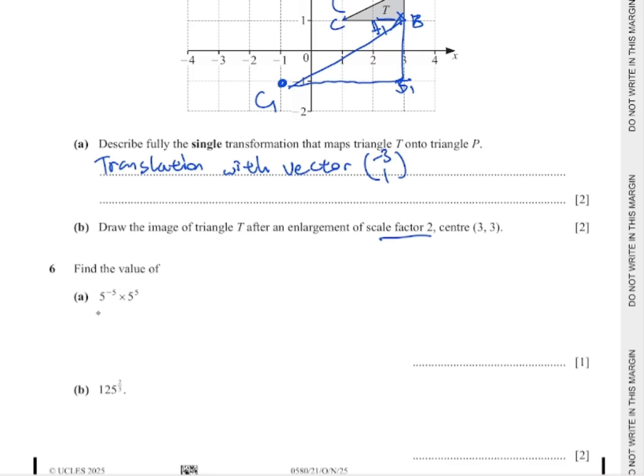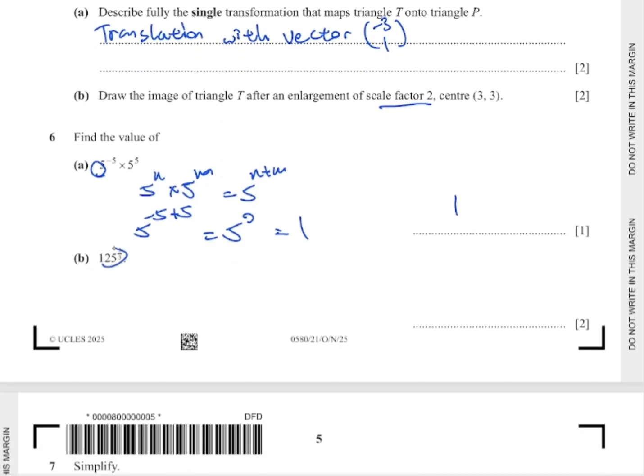Now find the value of 5 to the power of negative 5 times 5 to the power of 5. We know that when the base is the same, for example 5 to the n times 5 to the m equals 5 to the n plus m. So this equals 5 to the negative 5 plus 5, which is 5 to the 0. And we know that anything to the power of 0 is 1. So 1.